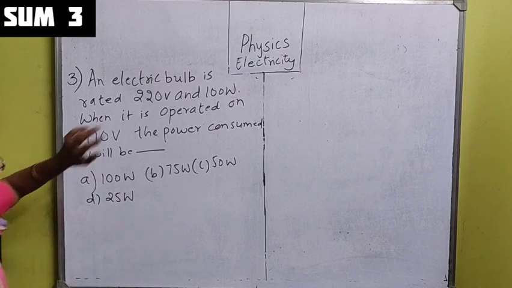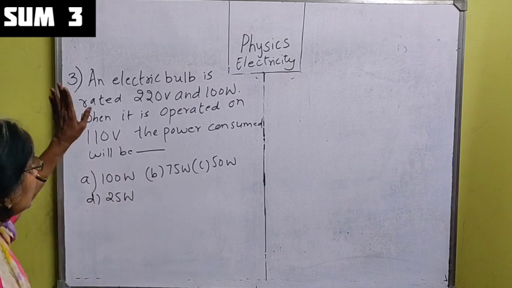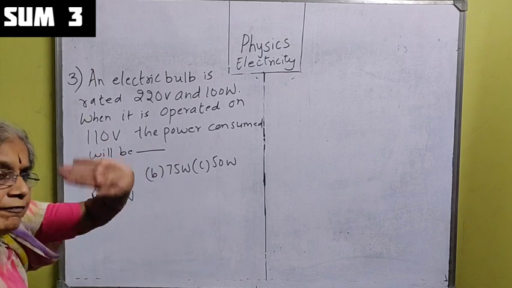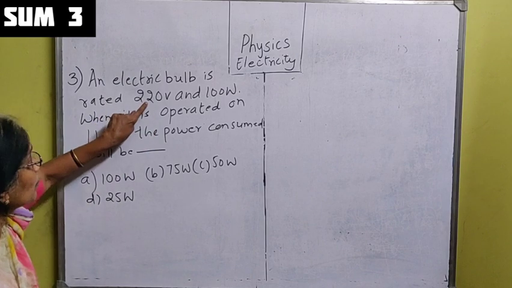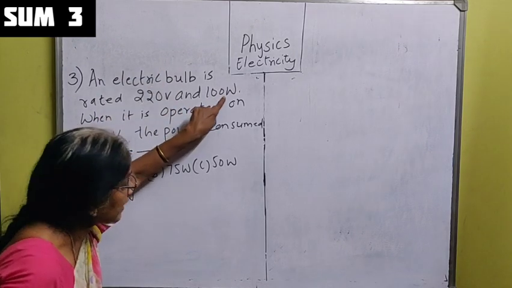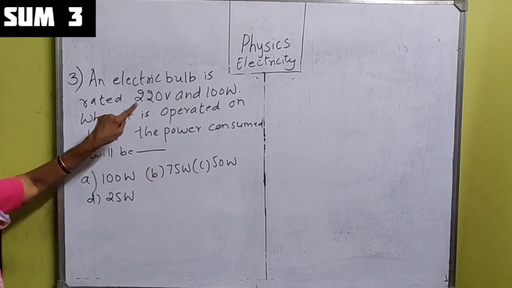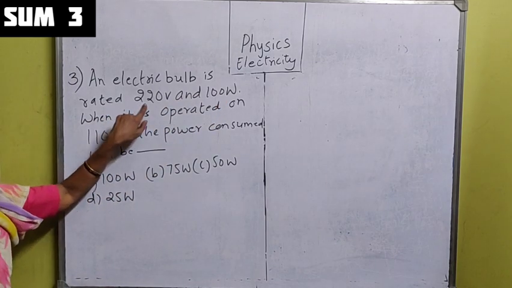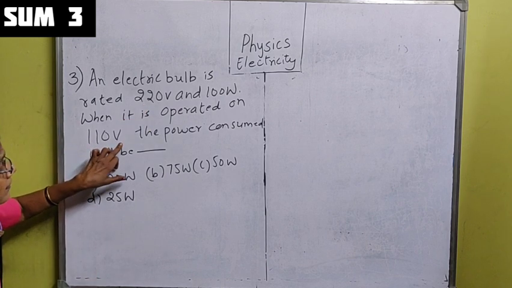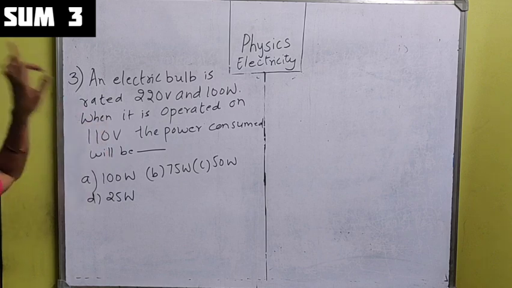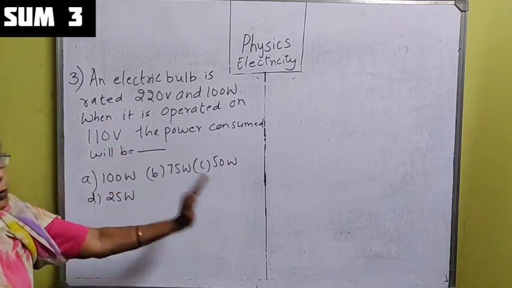So here you can see electric bulb is same. So the resistance of the electric bulb will be same. First it is connected with 220 volts and the power is 100 watt. Then what is done in the next? The voltage is changed from 220 volts, it is brought to 110 volts. Okay. So what will be the power consumed?